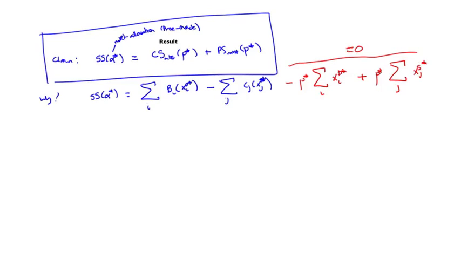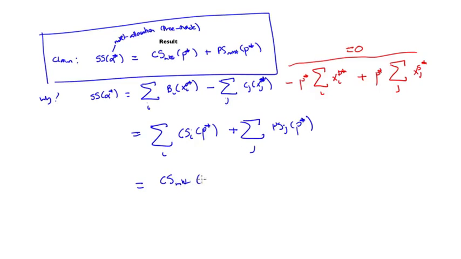But what that allows me to do is that by taking that term and that term, notice that that is equal to the sum over i of the consumer surplus of i at P star, and then using that term minus that term, plus the sum over the firms of the producer surplus for firm j at P star. But this is just equal, by definition of aggregate consumer surplus and producer surplus, to the consumer surplus at the market level at P star plus the producer surplus at the market level at P star.